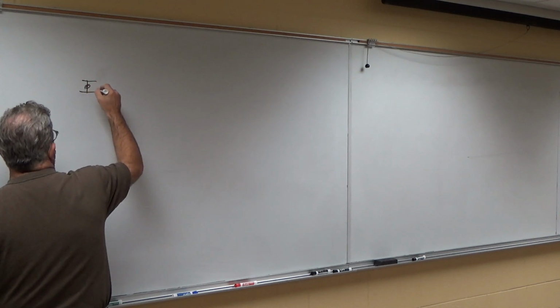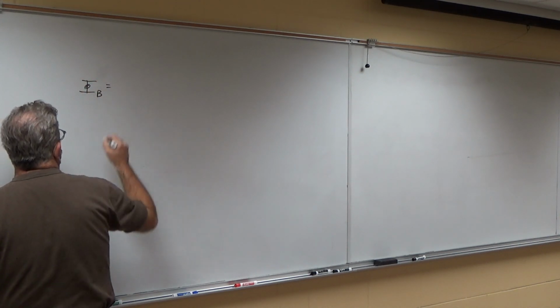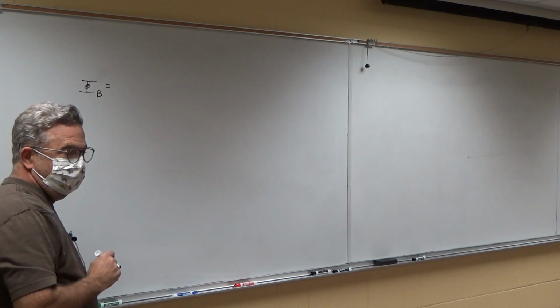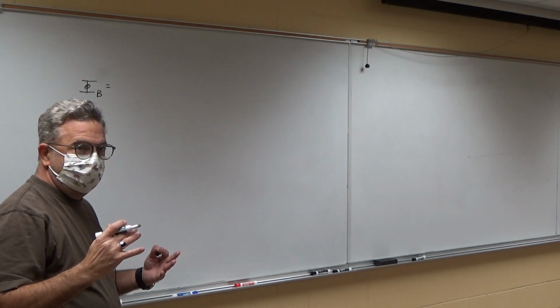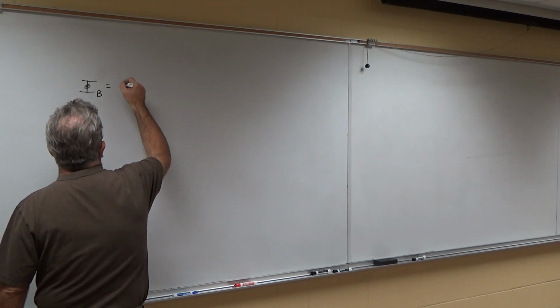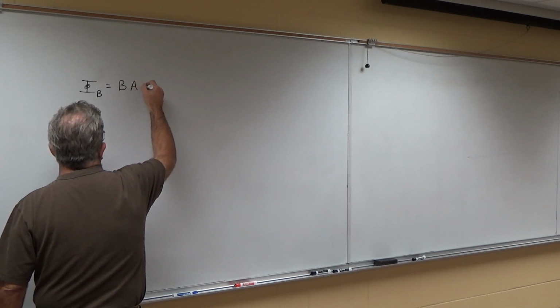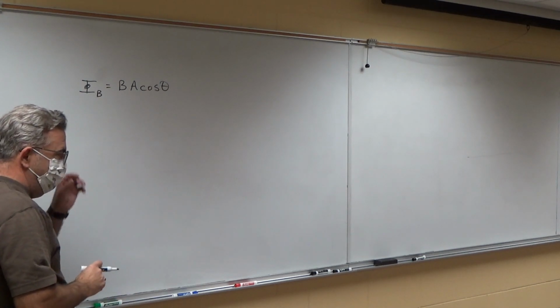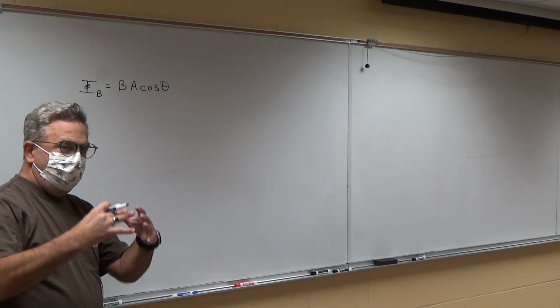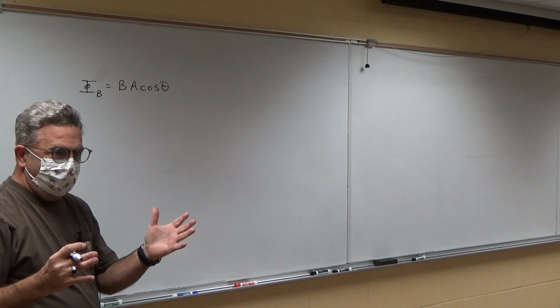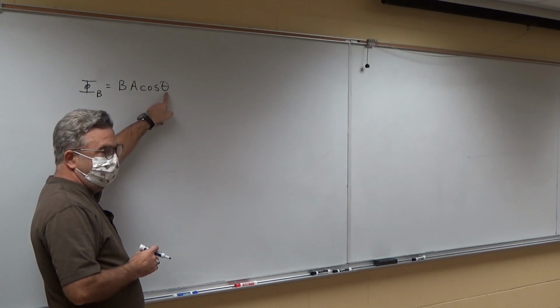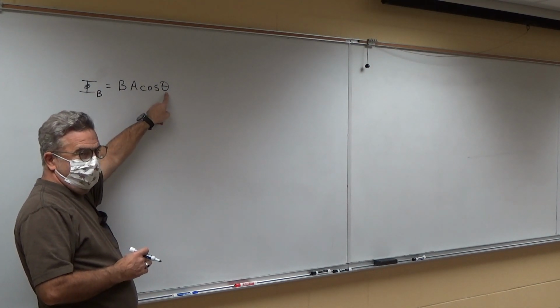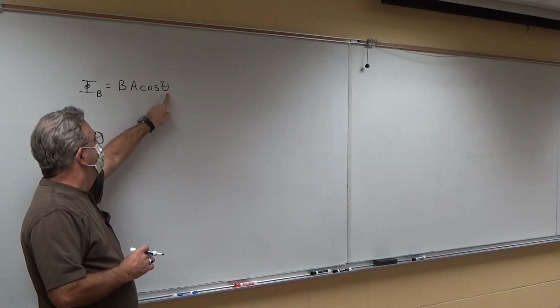Flux, phi. Remember we had phi E with electric flux. Magnetic flux is the same idea. Phi sub B is B A cosine theta. So you need a magnetic field. It's in some area, and there's an angle between the field and the area vector. Okay?